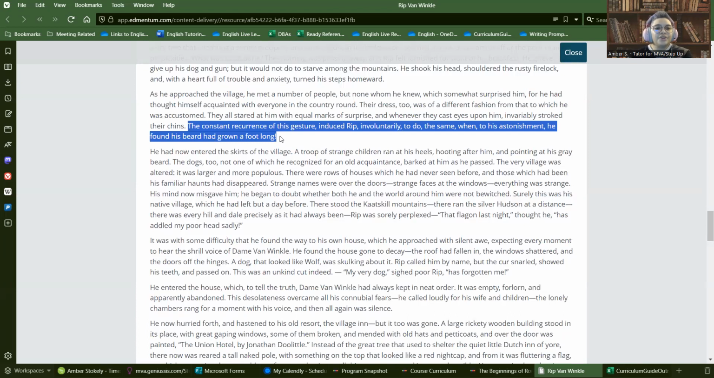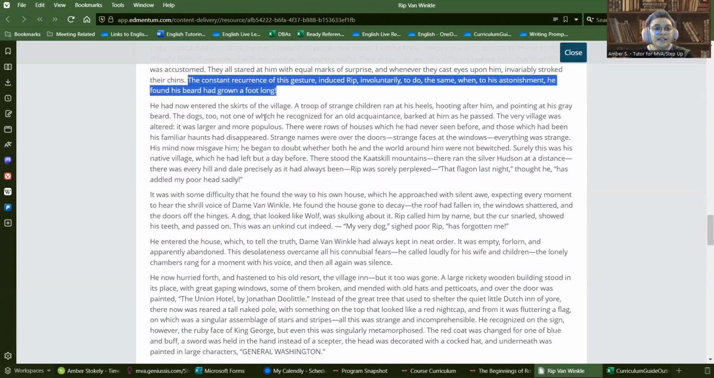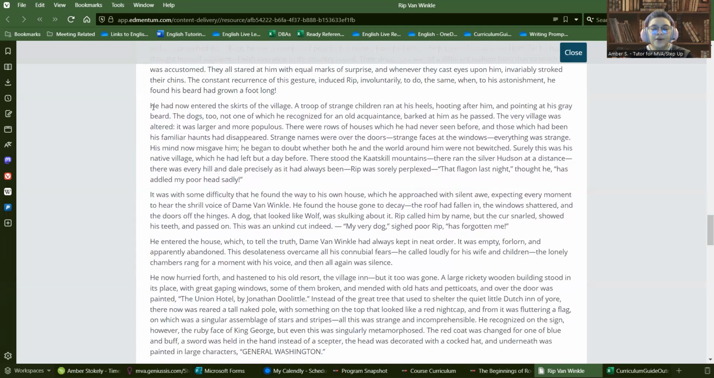So he hasn't seen himself this whole time. They're looking at him, and the men with beards are like stroking their chins. They're like, "Who are you?" So he goes to do the same thing because he's mirroring them, right? He's like, and then realizes his beard is a foot long, so like 12 inches. It's a long beard. How did that happen? Right? So we got weird stuff happening.